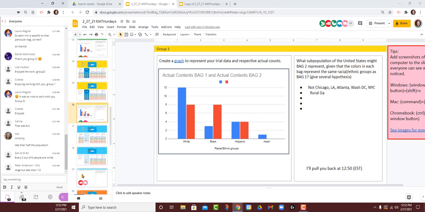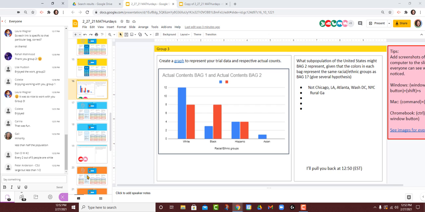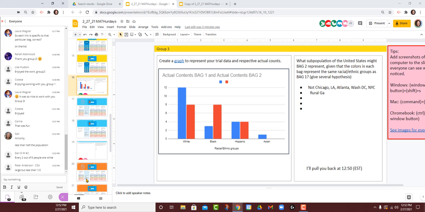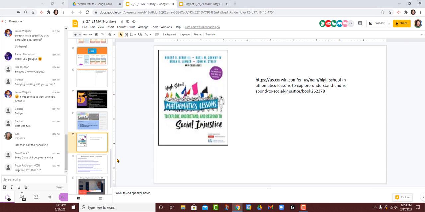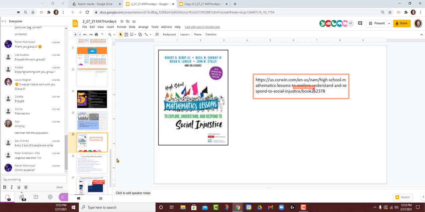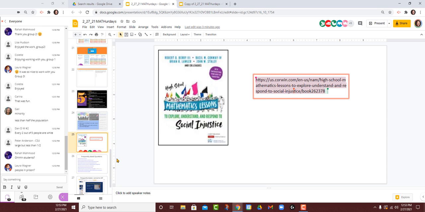Because the data here is real data, but it can be skewed differently if we only look at part of the picture. I'd like to introduce where I've gotten this problem from and what the subset is. On slide 25 is the book that I got it out of. This is High School Math Lessons to Explore, Understand, and Respond to Social Injustice. And this subpopulation that we worked with are prison populations in the U.S.